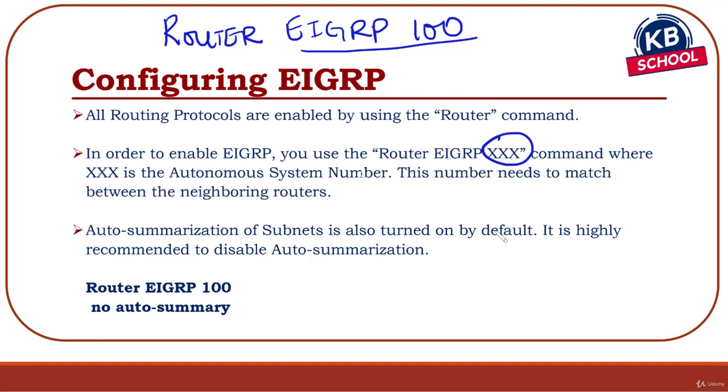Auto summarization of subnets is also turned on by default. Well, this depends on the IOS that you're running. Some of the IOSs now disable it by default, some of them have it on. Either way, it's always better to have it off. So no auto-summary is what I would do on my ASA firewall in either case.